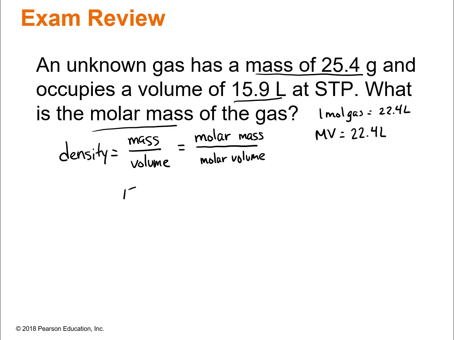You substitute in everything that you know. So we've got our mass of 25.4 grams, our volume. We don't know the molar mass, but we do know the volume. So you cross multiply, divide by 15.9, and you should get somewhere in the ballpark of 35.8, 35.6, something like that.